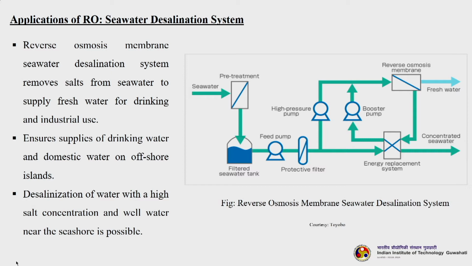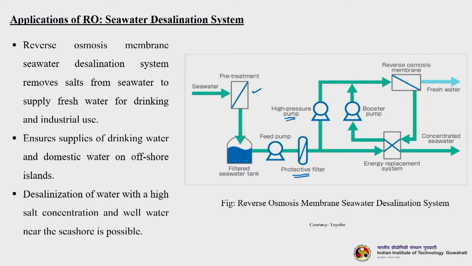This is a classic example of a reverse osmosis desalination system, proposed by a company called Toyobo, a leading manufacturer of RO systems. You can see what is happening in this particular scheme. Seawater is coming in and there is some pre-treatment occurring here. This pre-treatment, as I told, usually removes suspended particulates, and then it goes to a tank with filtered seawater. Then you use a feed pump to pump it to the RO systems. In between we have different types of protective filters to remove, again, any suspended materials or large molecular weight compounds. Then you use another high pressure pump to feed it to the RO system.